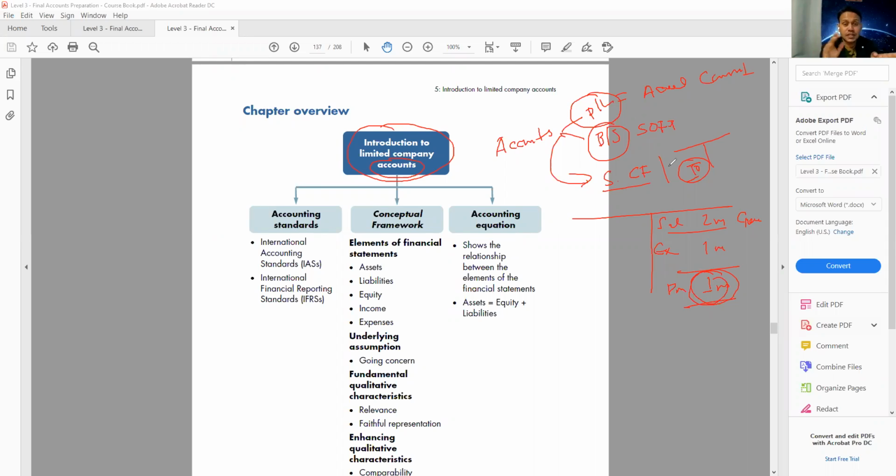From there, I want to see how viable the company is from the cash point of view. So that's why this is also part of the accounts. The next thing we're going to see is changes in equity.